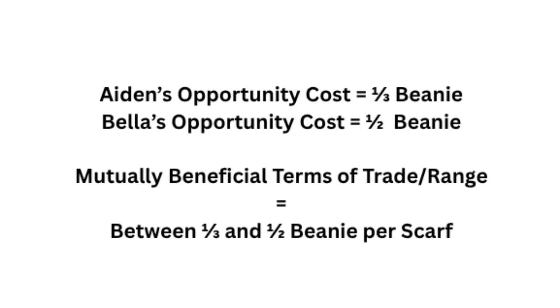So here's an example that we're going to loop back to Bella and Aiden. Let's say we're asking how many beanies should one scarf trade for. Here's the key. Aiden's opportunity cost was a third of a beanie per scarf, while Bella's opportunity cost was half a beanie per scarf. So the mutually beneficial range for one scarf is between a third of a beanie and half a beanie. Anything outside of this range, and either Bella or Aiden is getting ripped off.